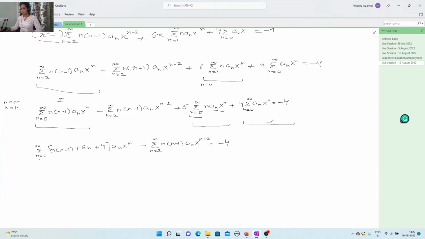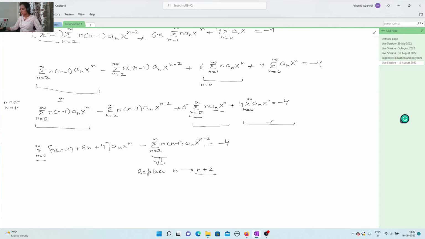Okay, now we want these two terms starting from n equals 0. So this is already starting from 0, but this is not. So in this, what we can do, we can replace n by n plus 2.